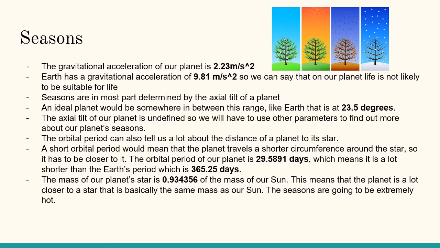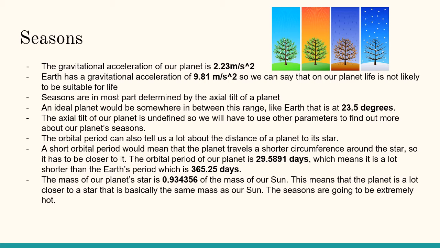The seasons are in most part determined by the axial tilt of a planet, and an ideal planet would be somewhere in between this range, like Earth, that has an axial tilt of 23.5 degrees. The axial tilt of our planet is undefined, so we will have to use other parameters to find out more about our planet's seasons.